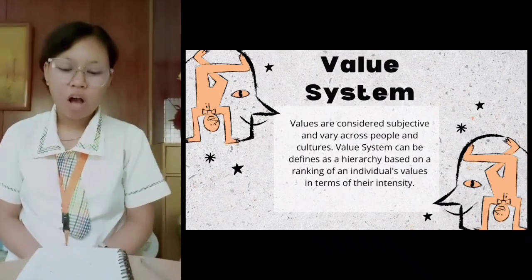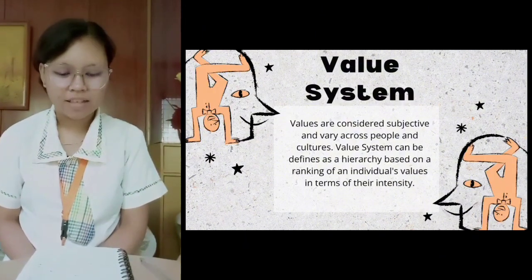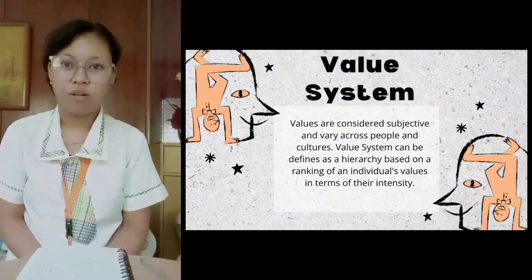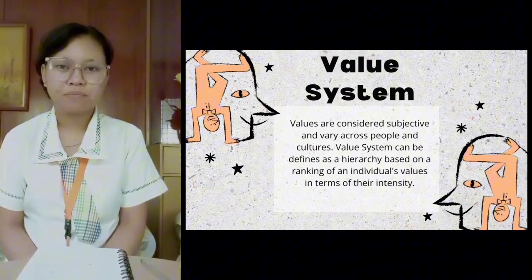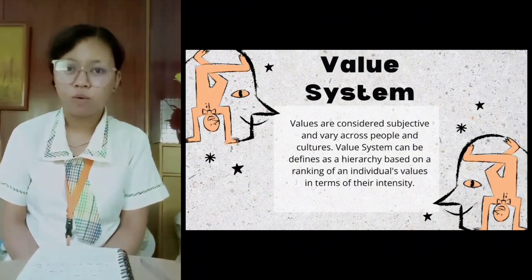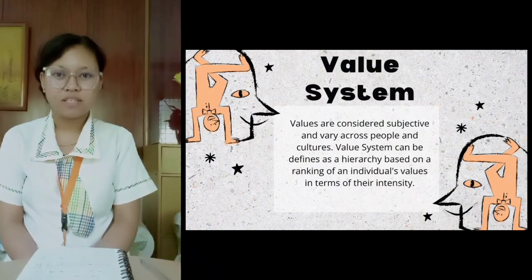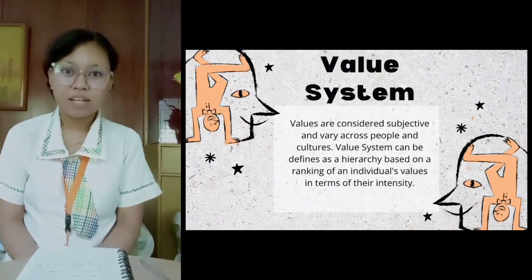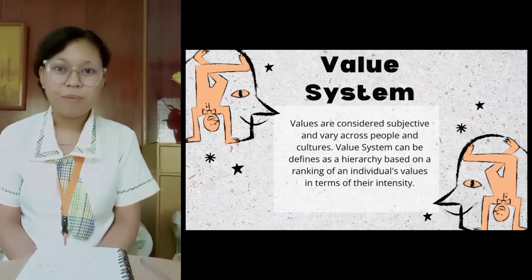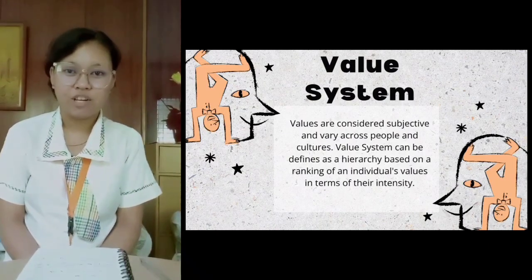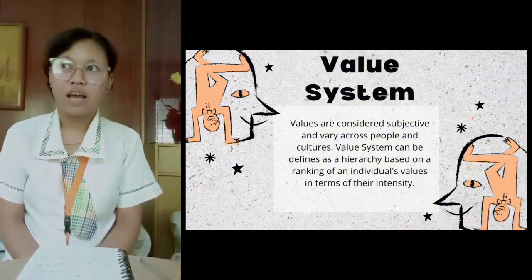So moving on to value system. Values are considered subjective and can vary across people and cultures. So what do we mean when we say subjective? Subjective means you are basing on your own experiences, your own opinions. And the opposite of subjective is objective, meaning you base things on facts, figures, and data. So, value system is considered as subjective.